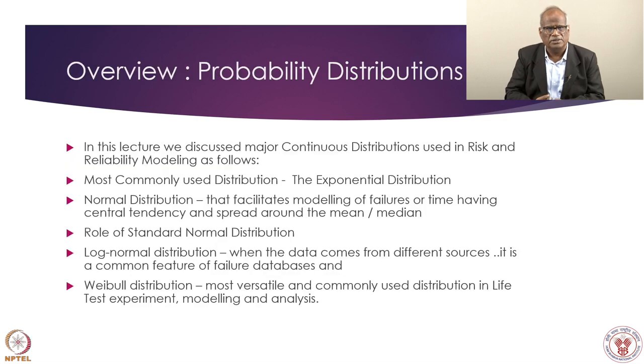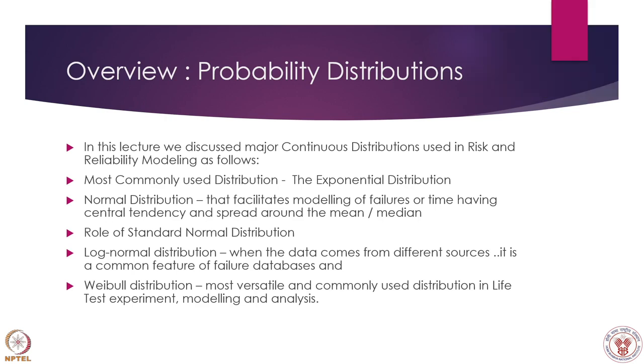Now in this lecture we have seen the continuous distributions: exponential, the most common distribution; normal distribution, used in production industries; and log normal distribution, used when the data come from various sources, and in risk modeling also. And then the Weibull distribution, the most versatile and commonly used distribution in life testing experiments. Life testing experiment means accelerated conditions are simulated in a chamber by increasing the temperature, the humidity or vibration, whichever applicable, and then the electronic, mechanical or electrical components are tested. These tests are done to understand the failure mechanism and failure mode, as well as to get an idea about the component life characteristic.